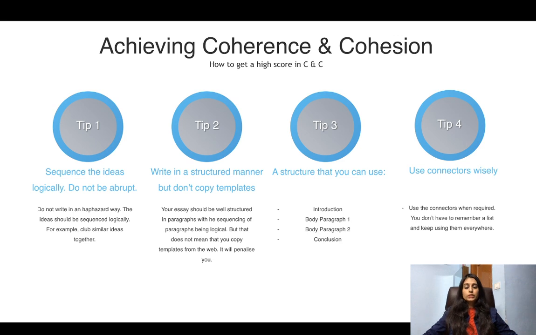Your essay should be well structured in paragraphs. As somebody mentioned in the comments, it should have four paragraphs: introduction, body paragraph 1, 2, and then your conclusion, which is our tip 3. So we write 4 paragraphs: introduction, 2 body paragraphs, and a conclusion.